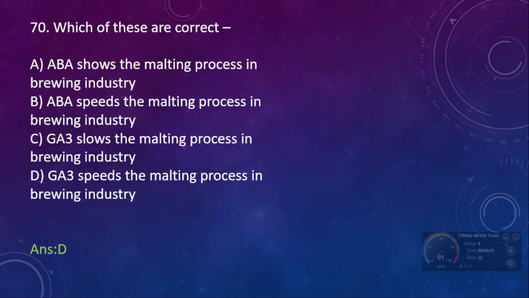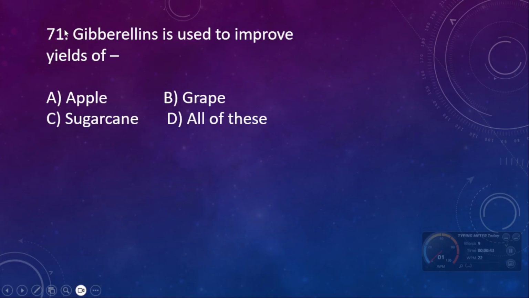Question number 71. Gibberellin is used to improve yields of A. Apple, B. Grapes, C. Sugarcane, D. All of these. Here the right option is all of these.